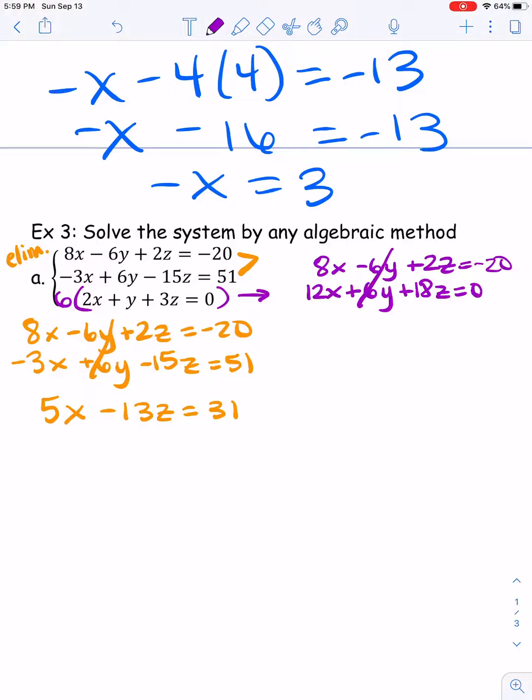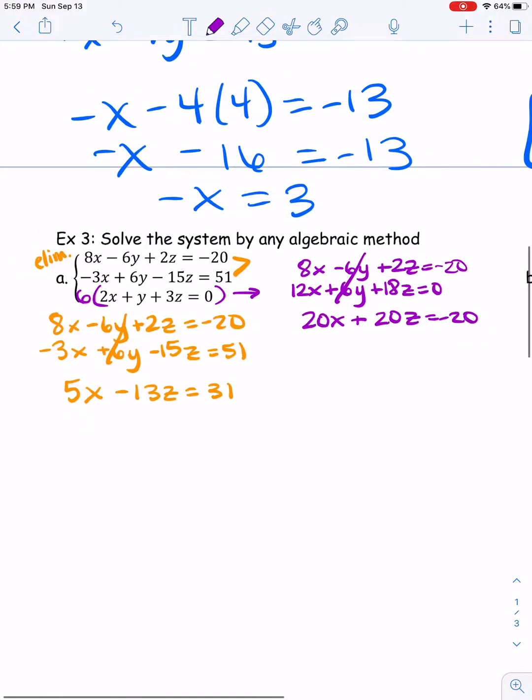Cancel out the y's. This is 20x plus 20z equals negative 20. Which I can then divide everything by 20 and make my life easy and say x plus z equals negative 1.